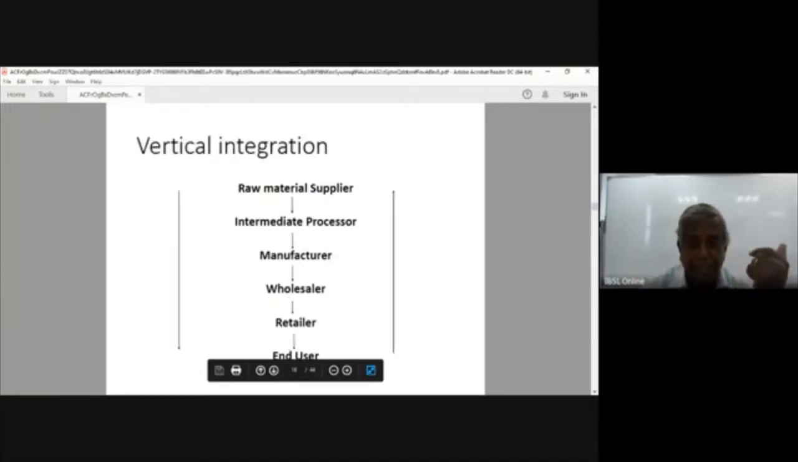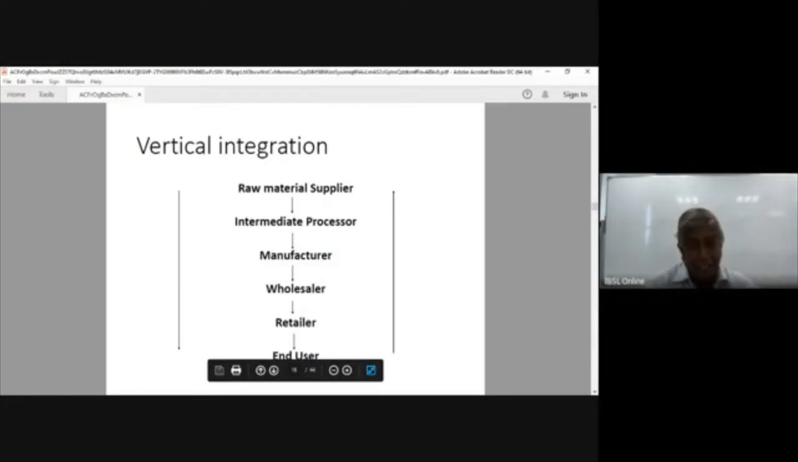Now, in vertical integration, the manufacturer goes backward. This is a furniture manufacturer going backward, establishing his own sawmill, thereby reducing the cost of production. He will be able to manufacture his furniture at a lower cost of production. Because of that, his profitability will increase. So he will have a better advantage than his competitors. We call it competitive advantage. He has a better advantage than his competitors who are not integrated. So the integrated business will have a better advantage, cost-wise and profit-wise, than his competitors.